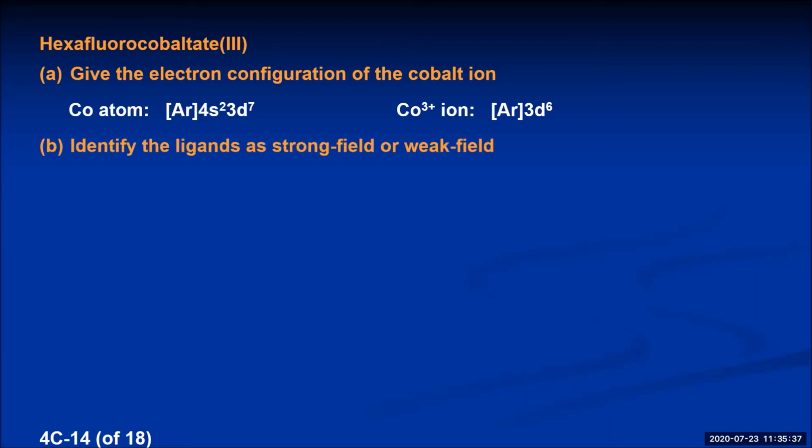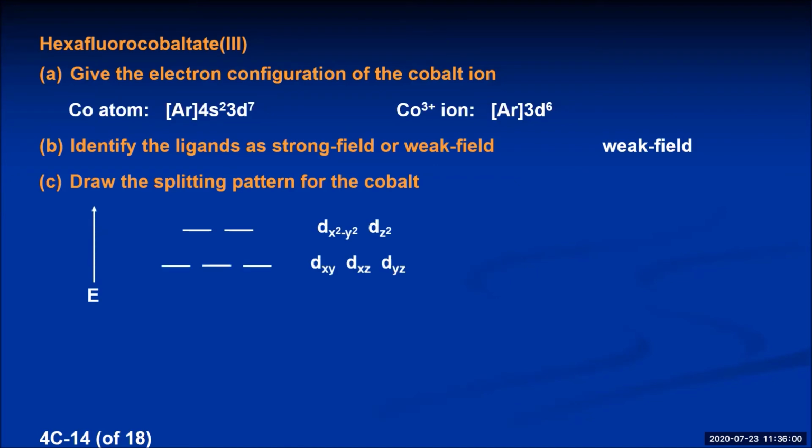Something else you should be able to do is identify the ligands as strong field or weak field. The ligands in this, it says hexafluoro, are fluoride ions. Fluoride ions have lone pairs in their outer shell. Lone pairs create weak field ligands, and so they're going to make a small splitting energy. If we draw the splitting pattern now, the splitting energy is going to be really small because the ligands are weak field ligands. And if the splitting energy is really small, then now when we place the 6 electrons in there, they're going to spread out over all 5 orbitals first before they start to pair up. So 1, 2, 3, 4, 5, and then 6 at the bottom. This would be the splitting pattern for the cobalt in this particular complex.